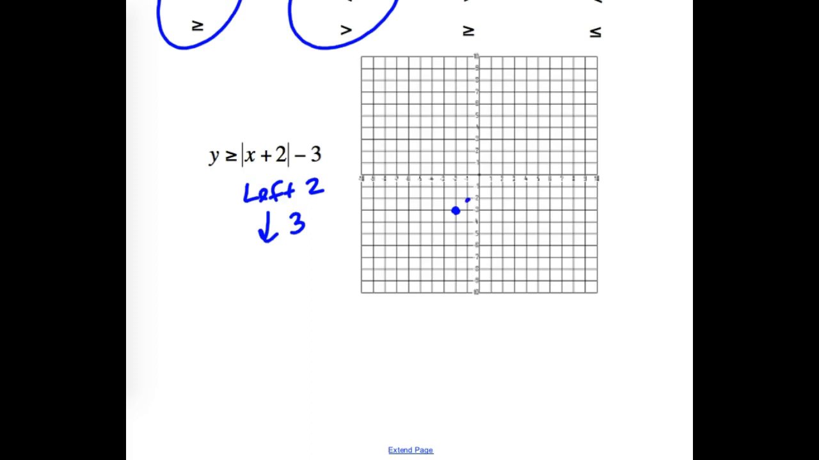Is this going to be a solid line or a dotted line? Solid. Okay. And then I have to decide, am I shading above or below? Do I have y all by itself? Yes. So I want my y values to be bigger than what I've drawn. Okay. Which means I have to go above my V. That means I'm going to be shading everything in here. Okay.